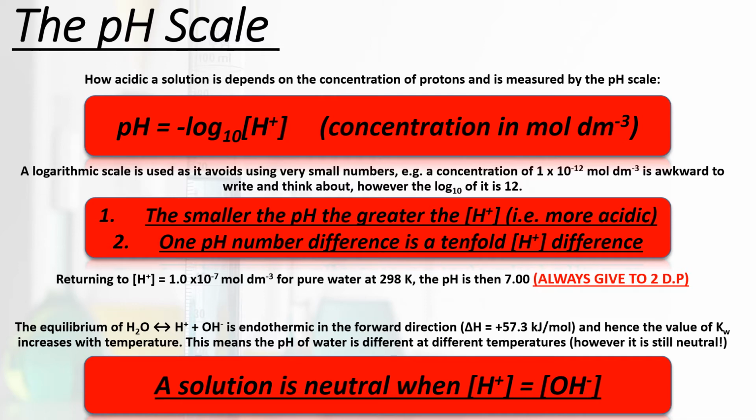So actually that means that the pH of water is different at different temperatures. However, it's still neutral, because when we define a solution as being neutral, what we mean is our H plus and our OH minus ion concentrations are equal. So for example, at 100 degrees Celsius, when we boil water, the pH of pure water is 6, not 7. Now, all that means is that we have a greater concentration of H plus ions, but it's still neutral. Neutral means that the concentrations of H plus and OH minus ions are equal.